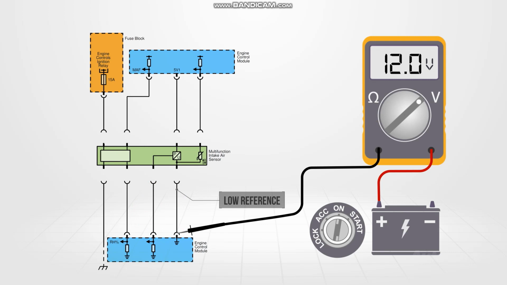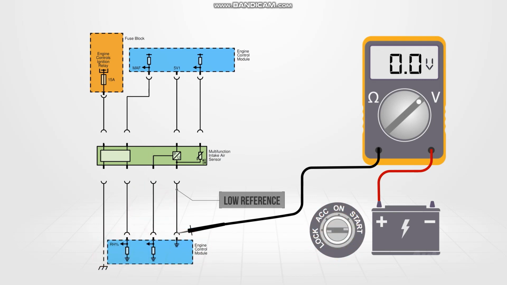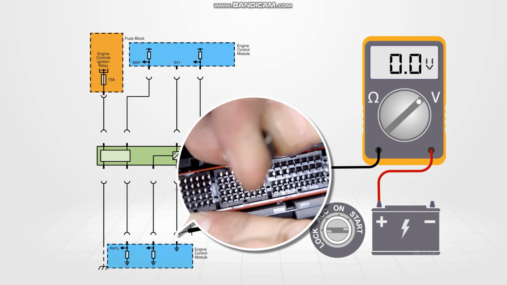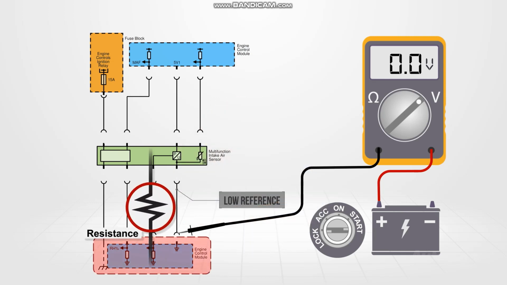If when testing the ECM connector, the voltage is still low, this confirms a fault to be within the ECM or ECM connector. Disconnect the harness connector and check for terminal tension and corrosion. If this is okay, then the excess resistance is within the ECM.